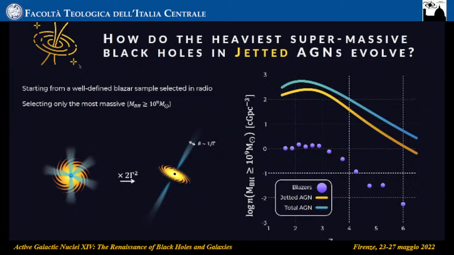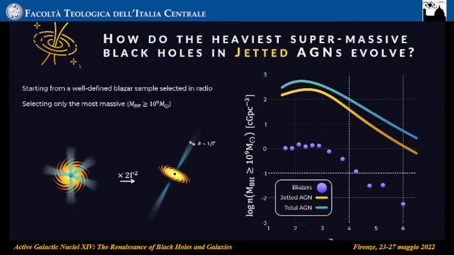Then we counted each of those objects in each redshift bin in order to calculate the number density of those blazars as a function of redshift. And after that, by assuming an average viewing angle for the blazars, we were able to integrate over the whole solid angle in order to obtain the jetted AGN number density as a function of redshift, of course, for the objects hosting massive black holes with a mass greater than 10^9 solar masses.